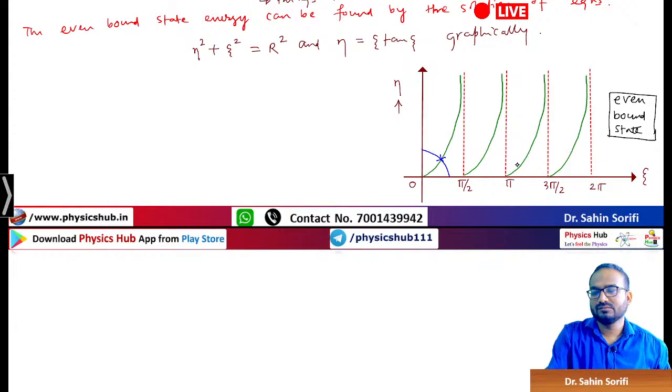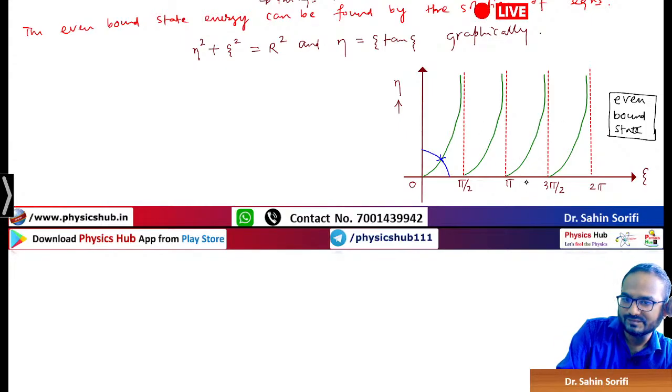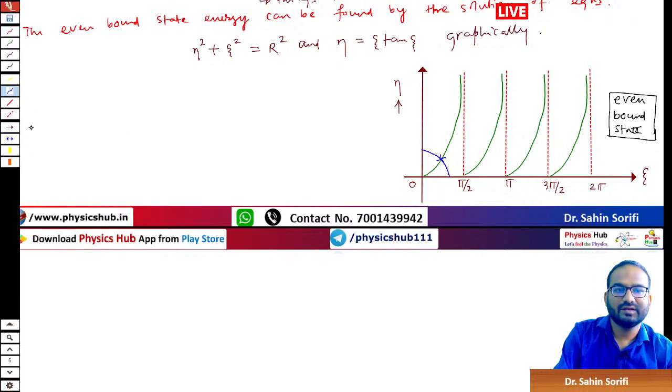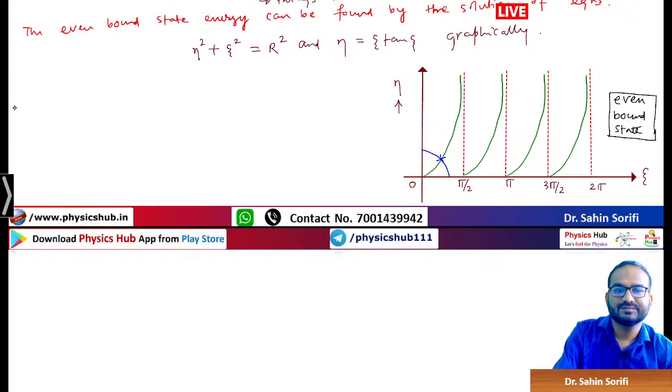Now we can choose other radius also. If your radius is between pi to 2 pi, then any circle may be drawn like this, and accordingly it will cut. Now let's name this: look, this is n equals 0, this is n equals 1, 2, 3 and so on.